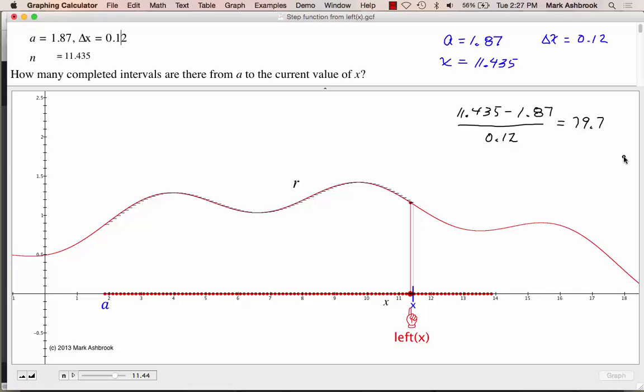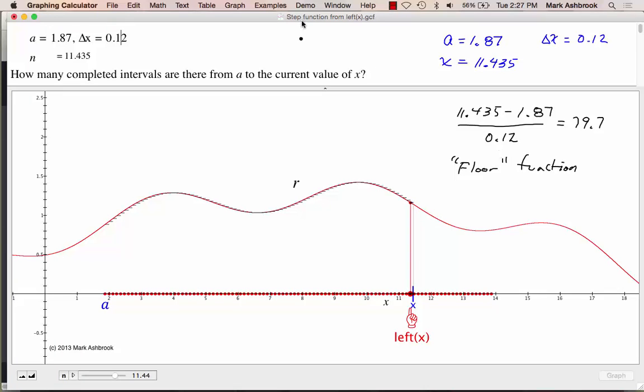Okay, so we have a mathematical device that does this truncating for us. It takes the greatest whole number less than the one we want. In this case, that's what we need. We need the greatest whole number less than whatever we get. And that's called the floor function. The floor function takes whatever number you put into it and gives you the greatest whole number less than the number you put in. That's what we want, right? To get the completed intervals.